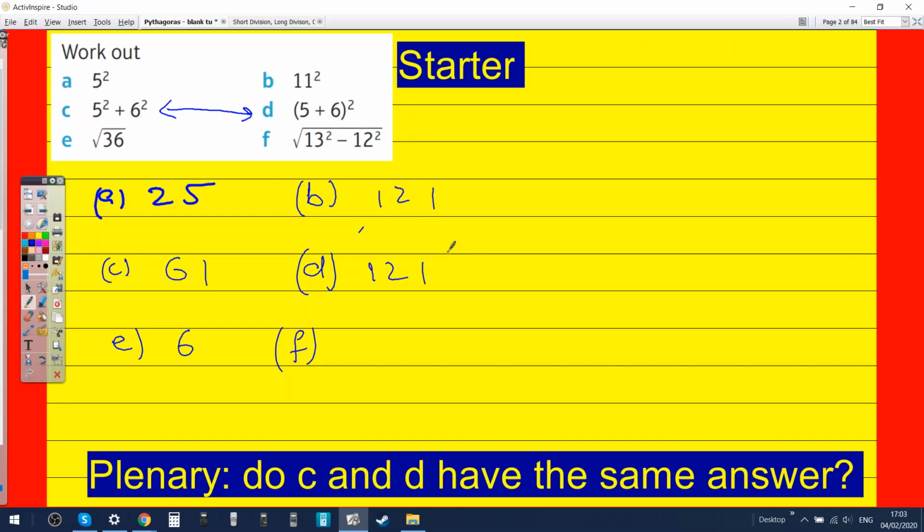13 times 13. That's 169. 169, okay. And then 144. Take away from each other is. Do you know what that is? 24, 25. Yeah. And so, what is the square root of 25? 5. Well done. That's it. Okay, any questions there? Nope. Okay.